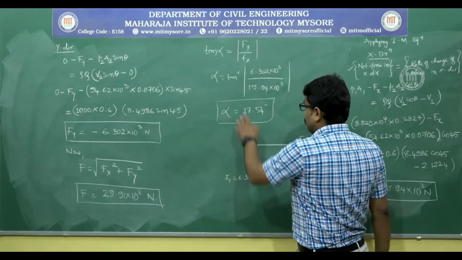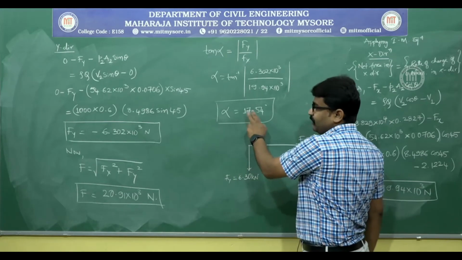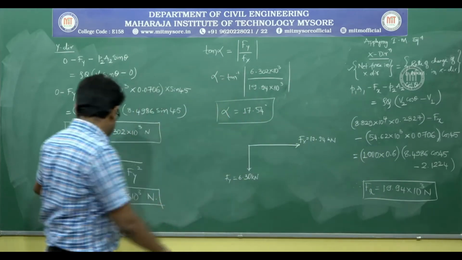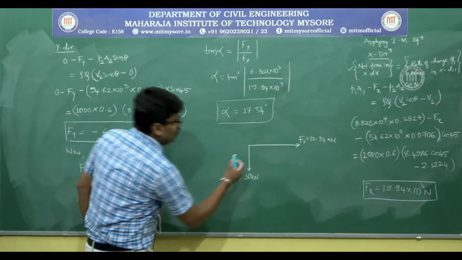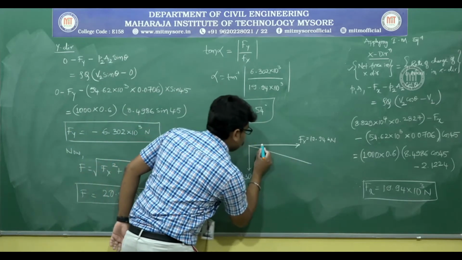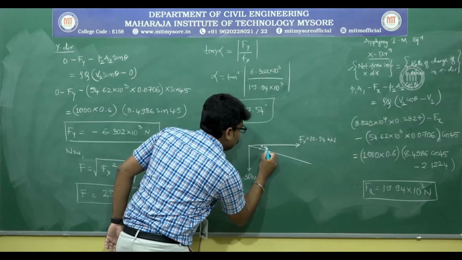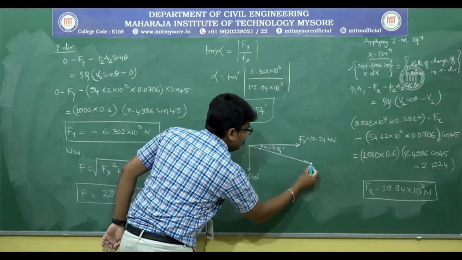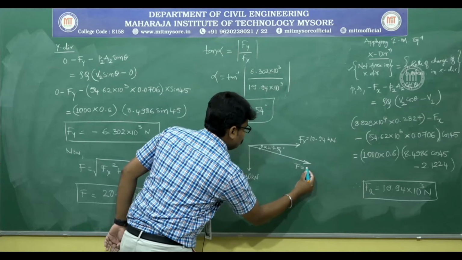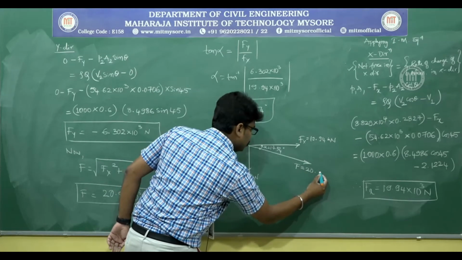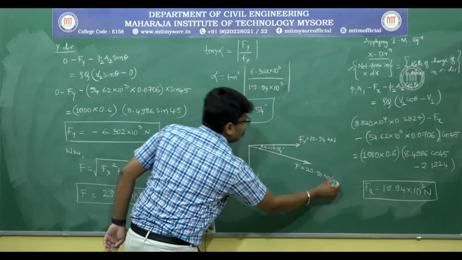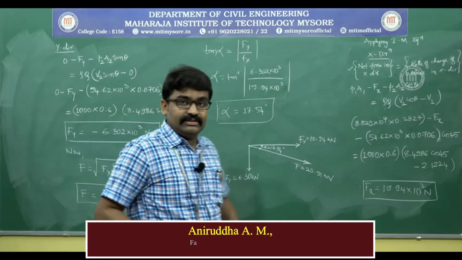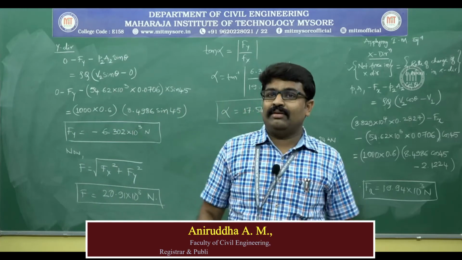So the resultant makes an angle of 17.54 degrees with the horizontal, and the resultant force is 20.91 kilonewton. So alpha is equal to 17.54 degrees and this resultant F is equal to 20.91 kilonewton. This completes the problem. This gives the completeness to the problem.